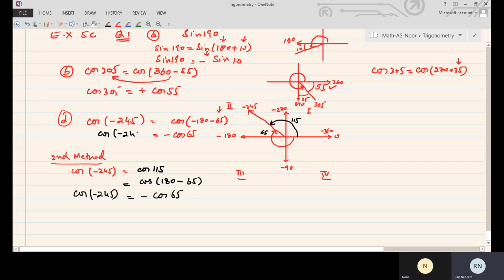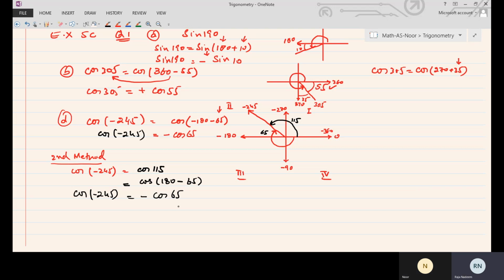So cos of minus 245, either you write it in the clockwise direction, otherwise you can also convert the clockwise direction equivalent to the anti-clockwise direction as I did in this step. Clockwise direction was minus 245 degrees, anti-clockwise direction was 115. So once you have 115, then you'll be able to find the basic angle with the x-axis, which is 65. Then 115 can be written as 180 minus 65, and after this the concept is again the same.